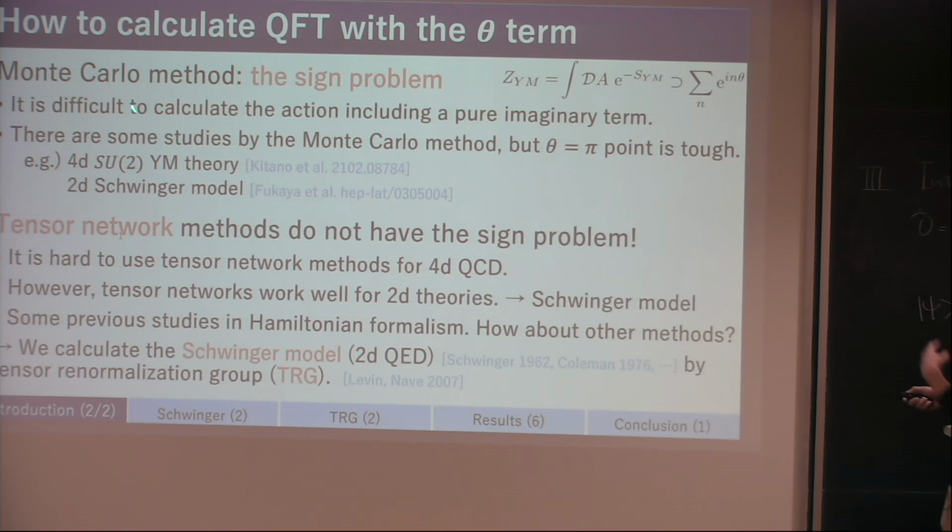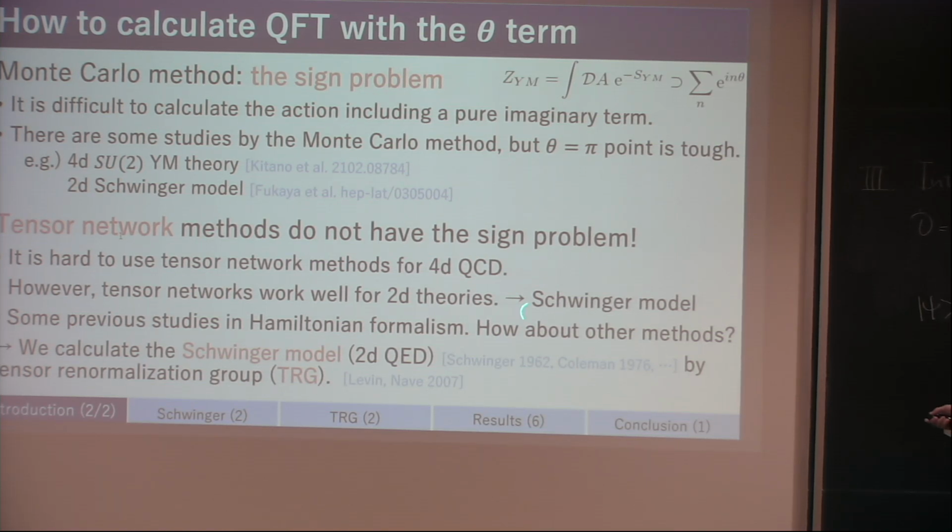There are some previous studies, but the large theta region is very hard to calculate. However, currently many kinds of tensor network methods are developed. So this is a good tool to attack some QFT with such a sign problem in the lattice QCD context. But tensor network methods were developed in the condensed matter field, so some of them are very difficult to apply directly to QCD or large systems, but they work well in 2D or 3D or other low dimensional theories.